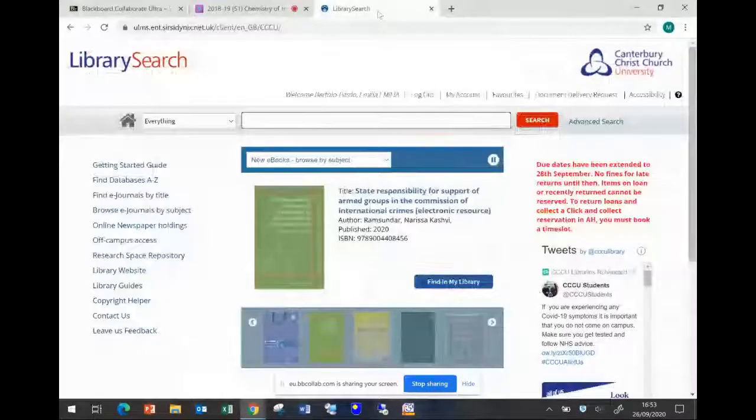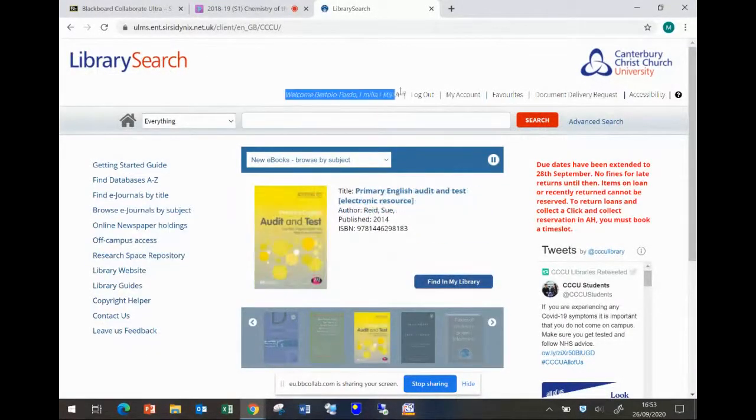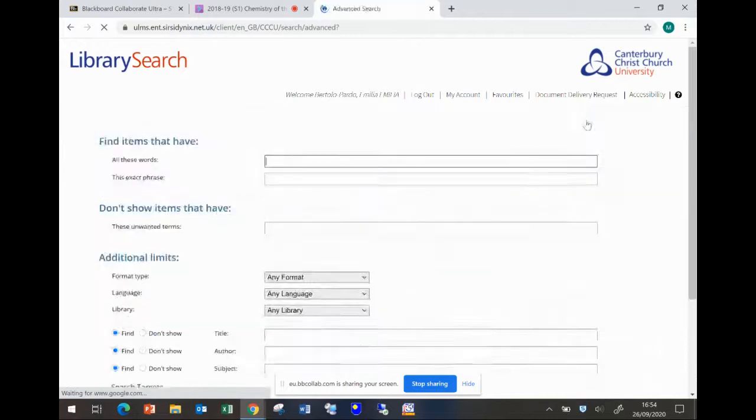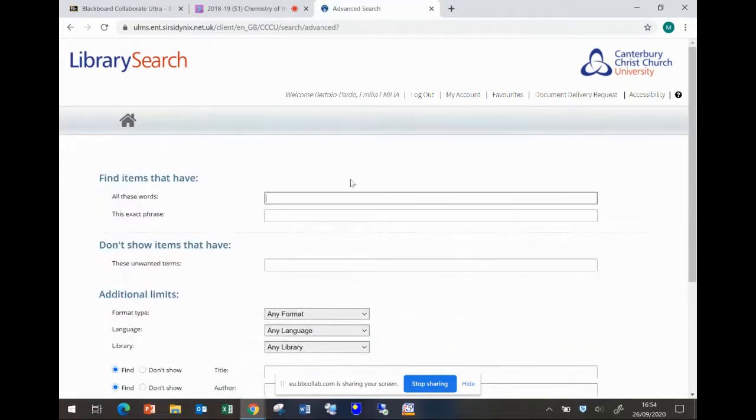So I'm going to the library search page and I've already logged in. As you can see, my name is here. And I do that straight away just to make sure that I have access to all the possible resources I have access to because I am a member of Canterbury Christ Church University. Instead of using the generic search box that appears at the beginning, I go to advanced search. And here I can tailor my search much better to what I'm looking for.